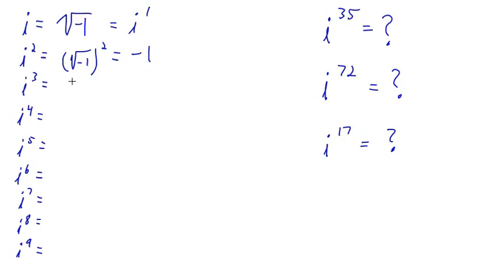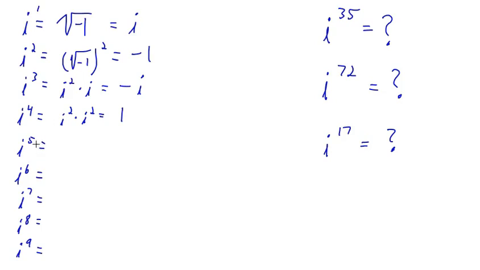i to the third power would be i squared times i. Well, we know i squared equals -1, so i to the third power equals -1 times i, which is just -i. i to the fourth power is the same as i squared times i squared, which equals -1 times -1, which equals +1. Let me rewrite this one up here. So we'll have plain old i here, and this will be i to the first power.